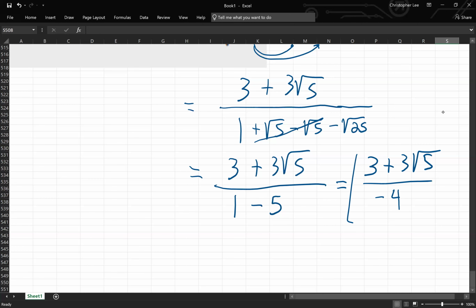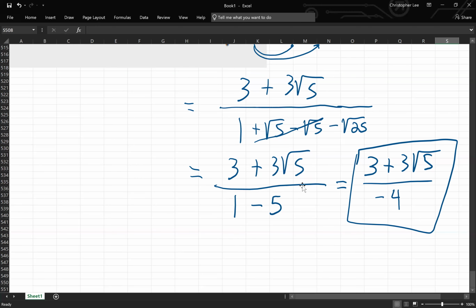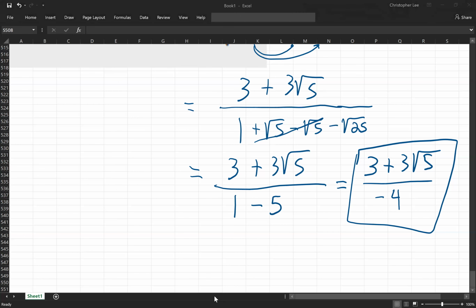Now, I'll accept the answer like this. If you want to put the negative next to the division sign, be my guest. If you want to put the negative up top and distribute, whatever you want. Just make sure that you have an answer that looks something like this, and I would take that. Questions on that? Okay. Let's keep it moving.